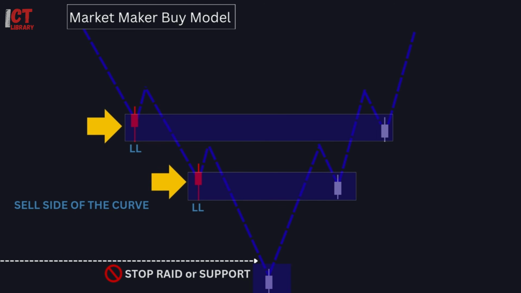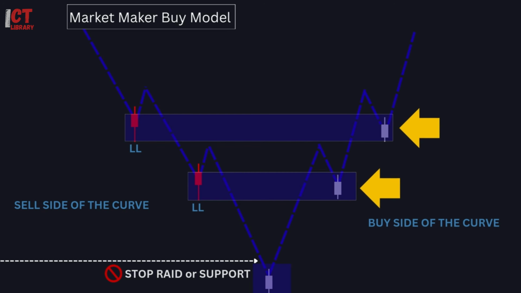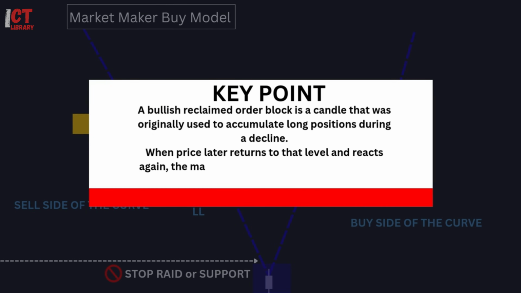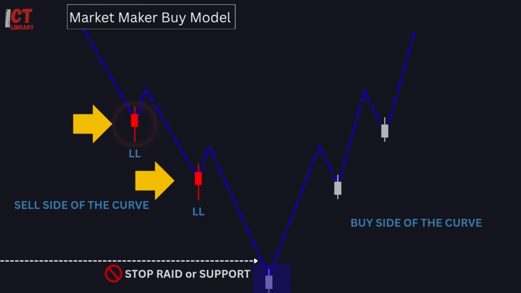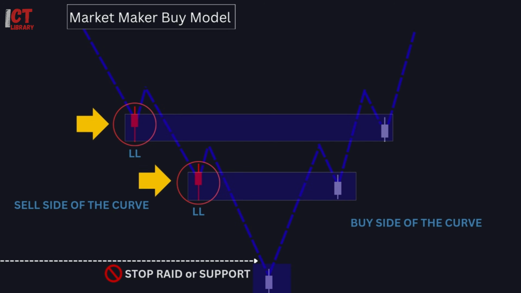Those previous order blocks become reclaimed levels. Now let's define this clearly. A bullish reclaimed order block is a candle that was originally used to accumulate long positions during a decline. When price later returns to that level and reacts again, the market is reusing that same institutional reference point. Now watch this example carefully.